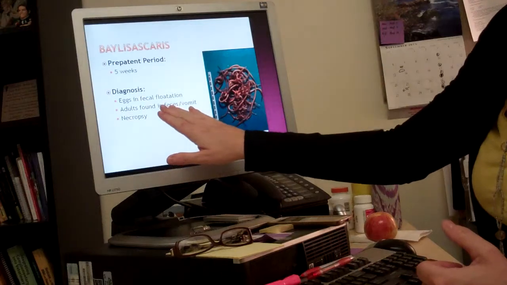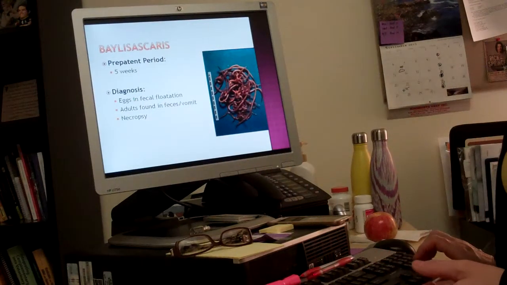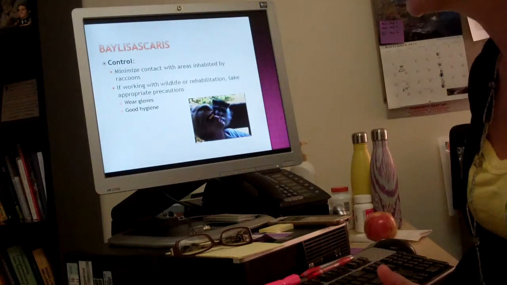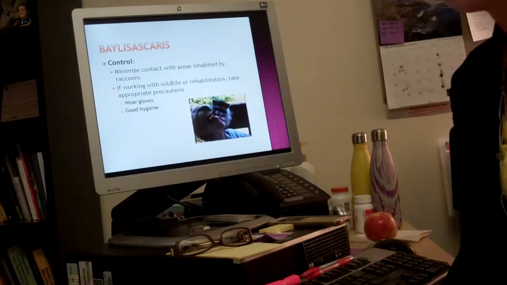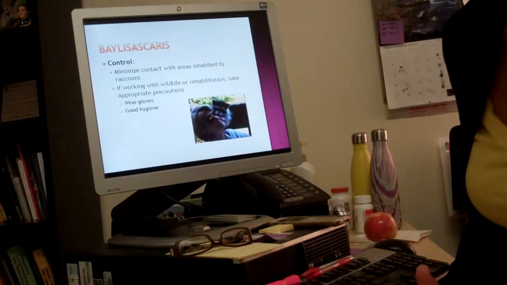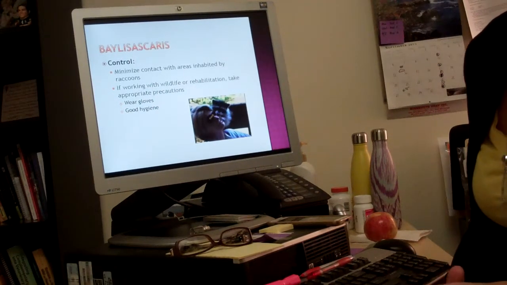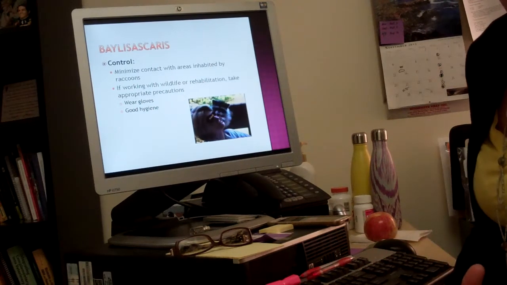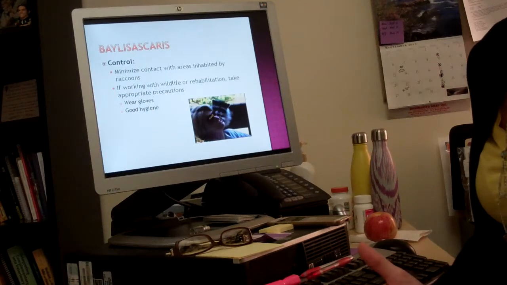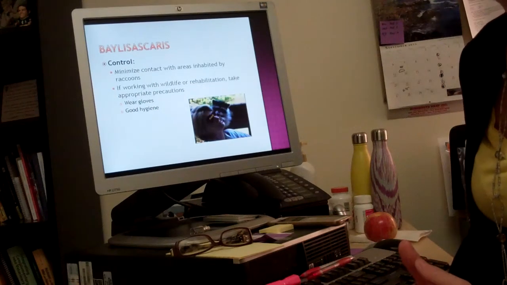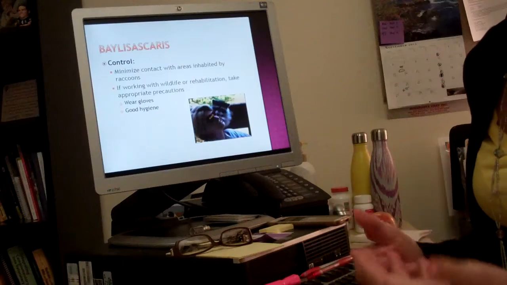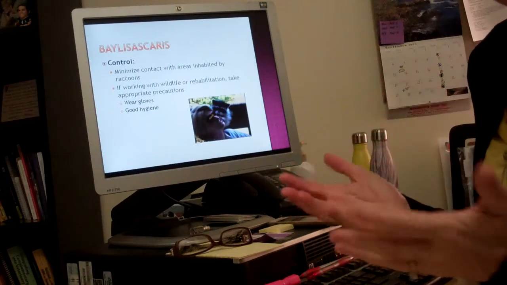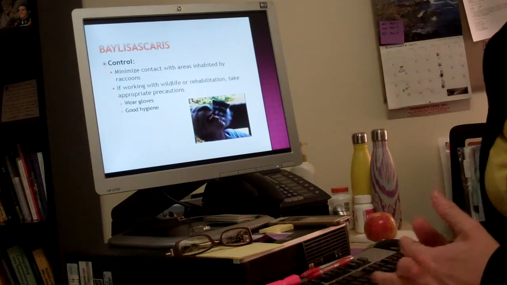We diagnose it the same way, in the fecal float. Yes, we can see adults, but unlikely to see them. That says minimize contact with areas infected or inhabited with raccoons. So if you work in wildlife rehab, that's unavoidable. You'll have to go into those habitats, but you're cleaning those habitats frequently. If I am going hiking in Pierce County, where there are a lot of raccoons, I certainly decontaminate myself. I wash my clothes, I wash my shoes, I wash my hands, just in case I touch something that was contaminated.